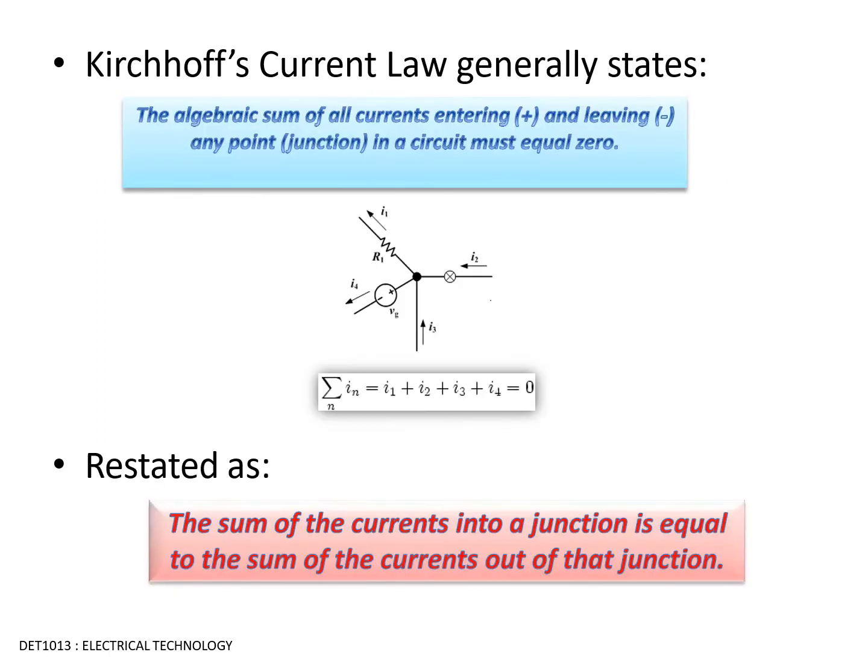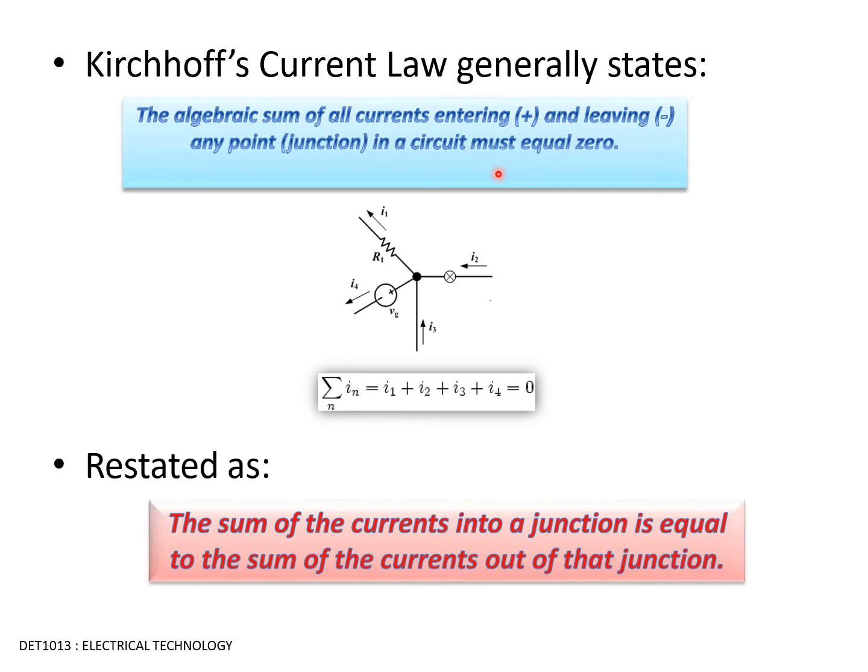Now let's see Kirchhoff's current law in detail. What does this law state? This law states that the algebraic sum of all the currents entering and leaving any point in a circuit must be equal to 0. I repeat it again: the algebraic sum of all currents entering and leaving any point in a circuit must be equal to 0.